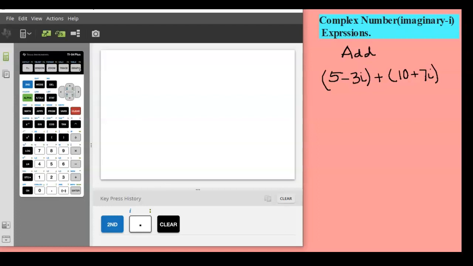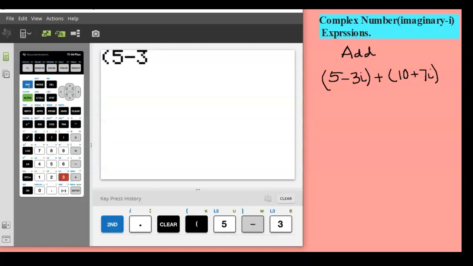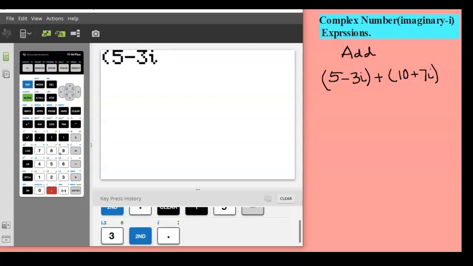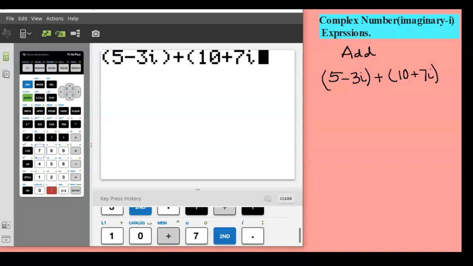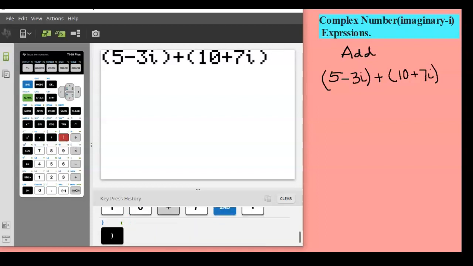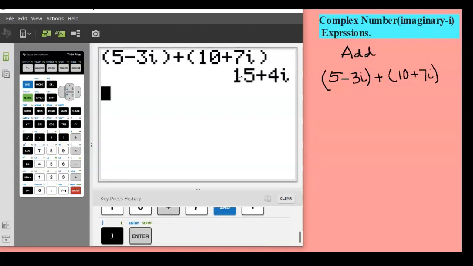Okay, so we have an expression here that we want to do: (5 minus 3i) plus (10 plus 7i). We will be utilizing the parentheses, or some people say brackets. You type your 5 minus 3, and for you to get your i, you go to second, point here. You close it, and then you bring the operation plus. You open, type your 10, and then plus 7i. You close it, and then you enter, and that gives you the answer as 15 plus 4i.